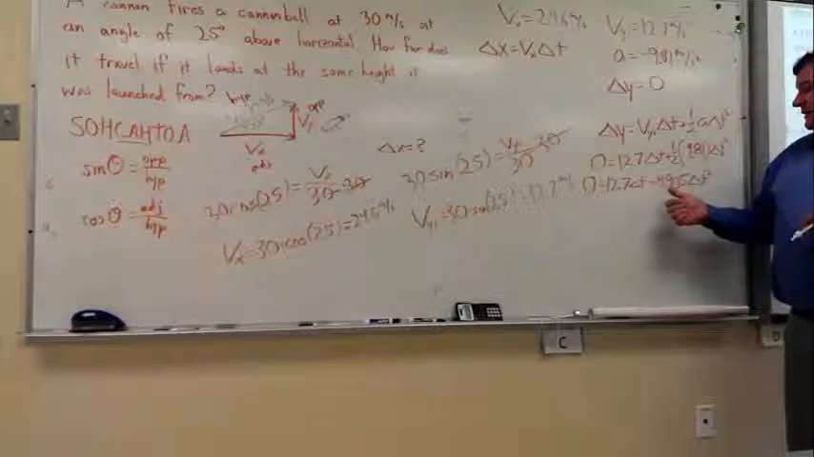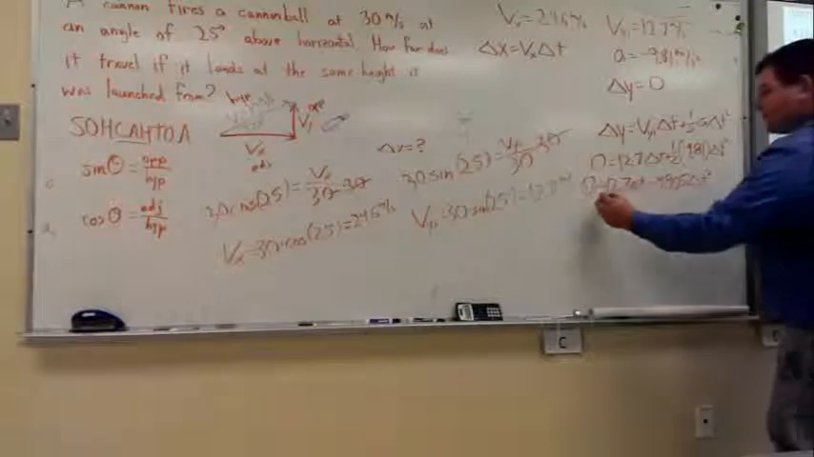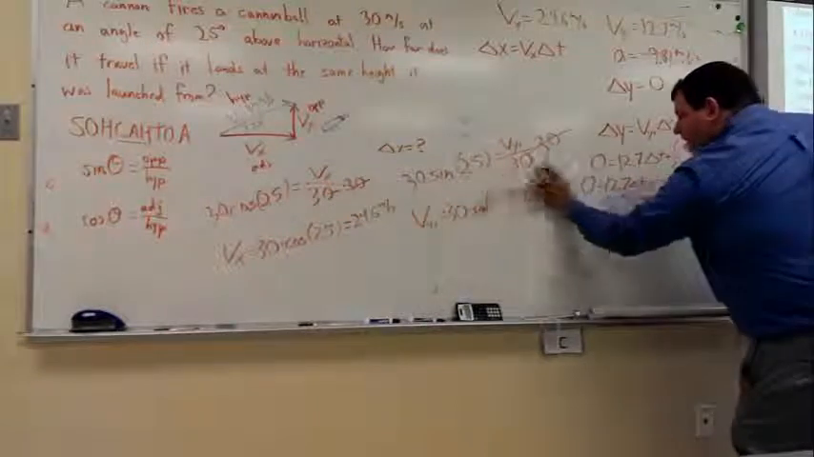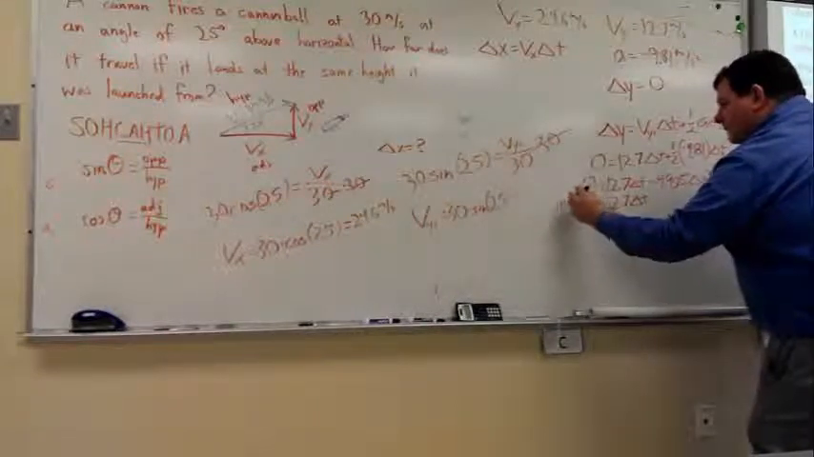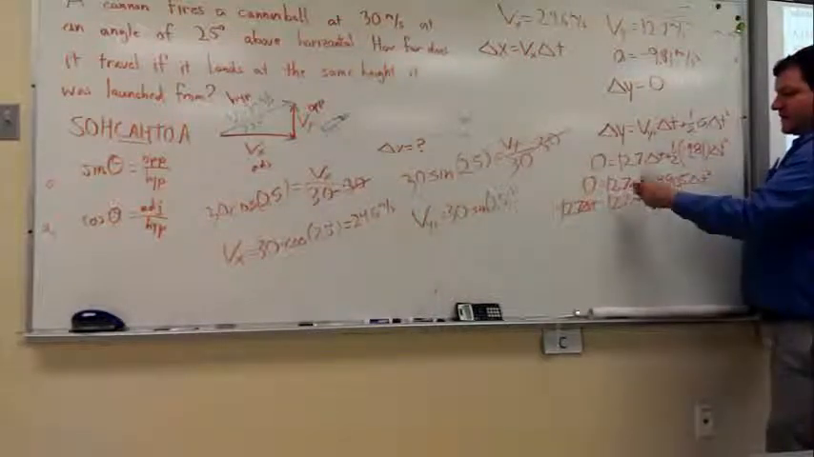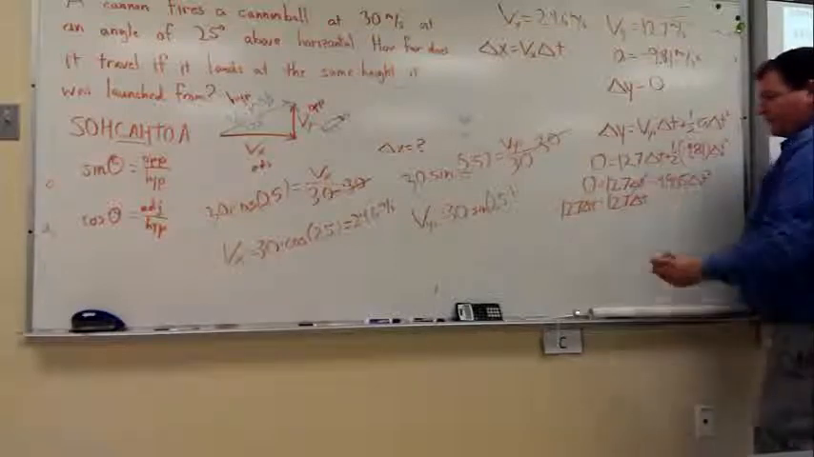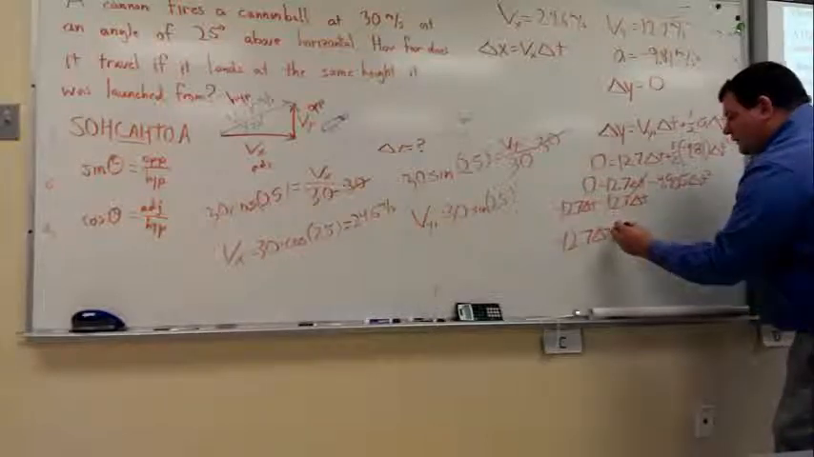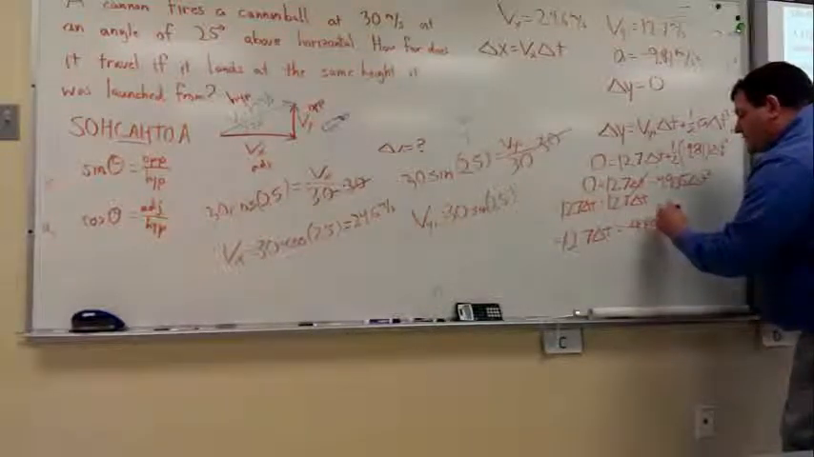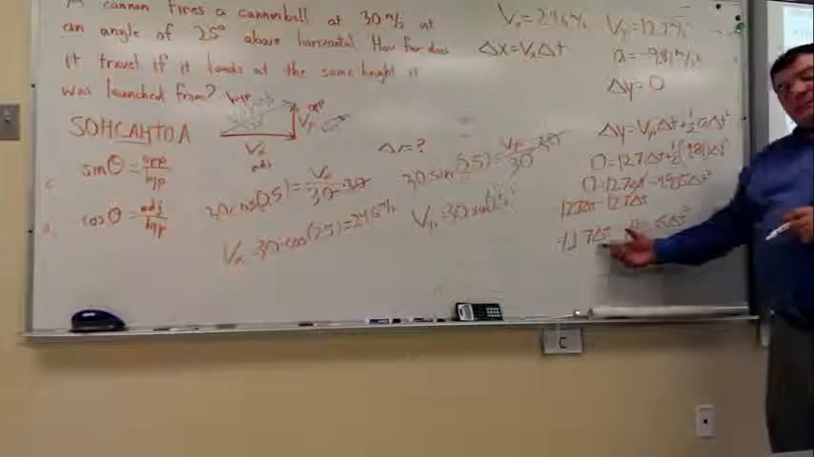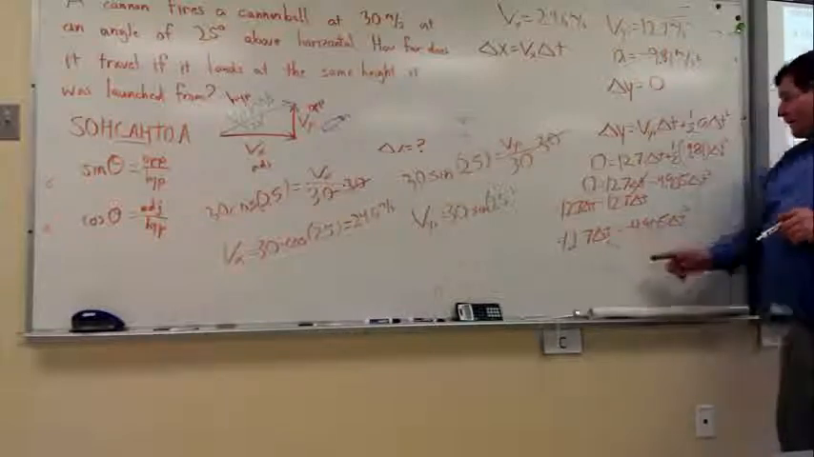I need to solve for delta t, which means I need to get delta t all by itself. I'm going to subtract 12.7 delta t, this entire expression, from both sides. On the right-hand side, it cancels. 12.7 delta t minus 12.7 delta t is 0. So I end up with negative 12.7 delta t equals negative 4.905 delta t squared. Now I've got delta t on both sides here, which you might think is a bad idea, but this one is squared.